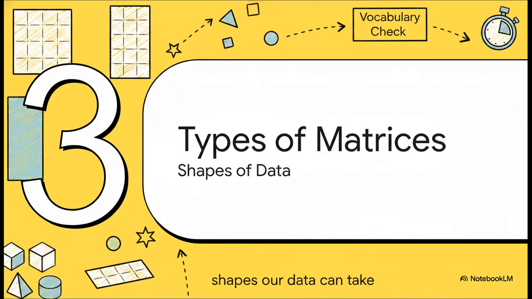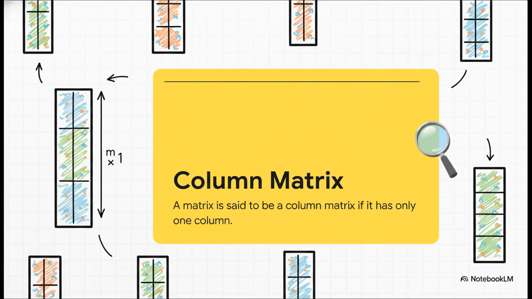Moving right along to Section 3, Types of Matrices. Let's quickly look at the shapes our data can take. We're going to do a rapid-fire vocabulary check here to help you instantly spot these shapes out in the wild. First up is the column matrix. It is exactly what it sounds like. No matter how many rows of data you have going down, if it is strictly confined to just one single vertical column, boom, it's a column matrix. Its mathematical order is always m by 1, where m is simply the number of rows.